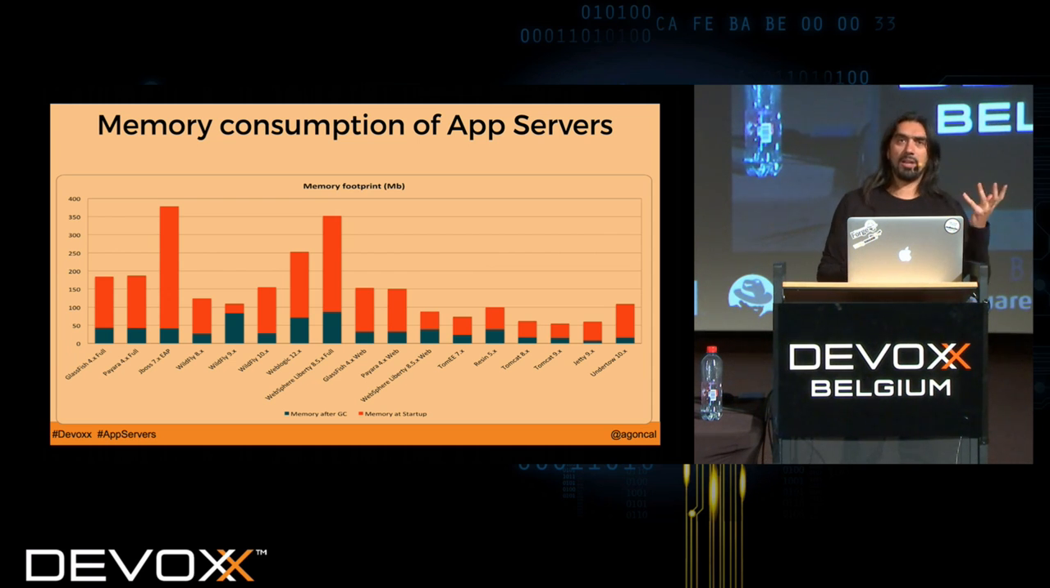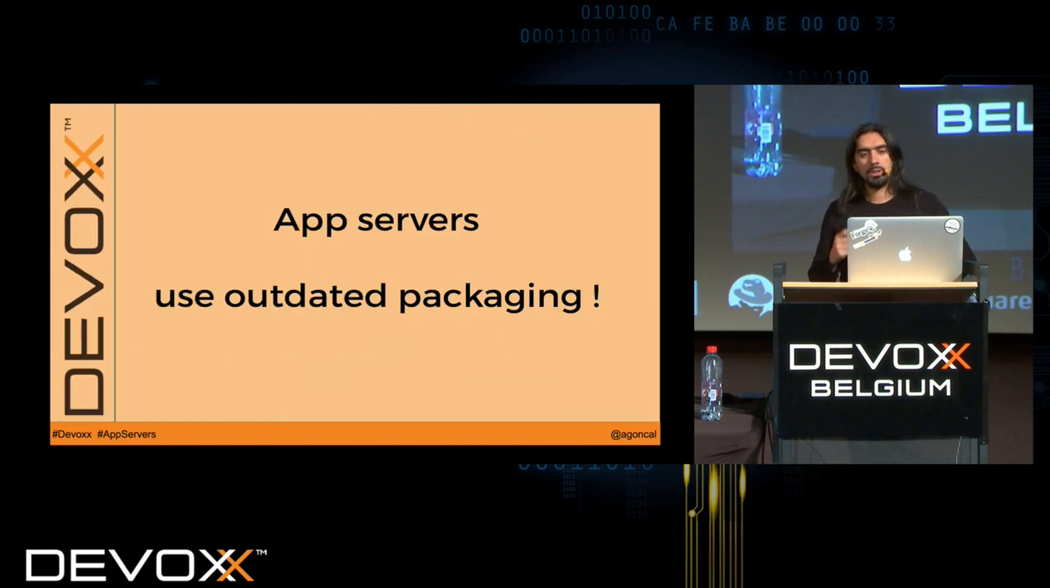There was all this talk of lightweight versus heavyweight. I don't really know what that means. I just know that Tomcat, compared to a JBoss or Payara or GlassFish, consumes less, but not that much less. So no, application servers do not consume a lot of resources.